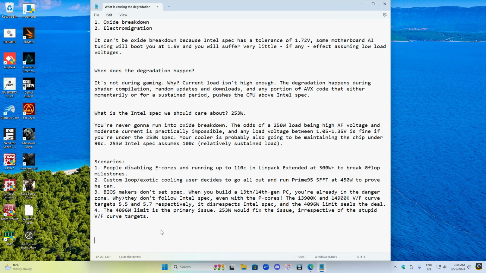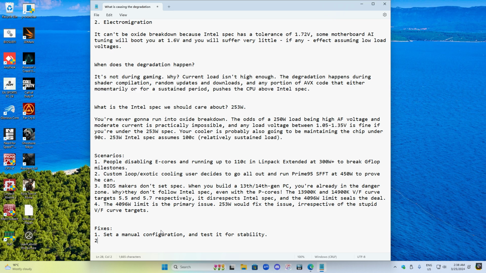Well, two options. You can either set a manual configuration and test it for stability. So whether you're going down a clock step, or adding voltage, whatever you're going to do, obviously you want to still obey the Intel 253 watt spec, unless your chip is super cold.